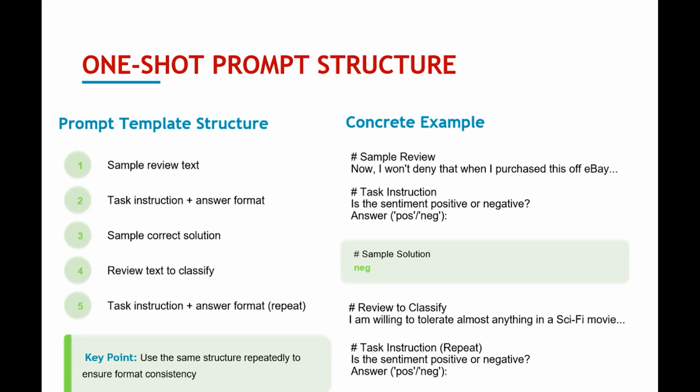The key idea here is consistency. We use the same structure for both the example and the target task. As the chapter points out, this repetition makes the prompt slightly redundant, but it helps the model clearly follow the pattern. In other words, instead of just describing the task, we are demonstrating exactly how it should be done. Now the question is, does this actually improve performance?